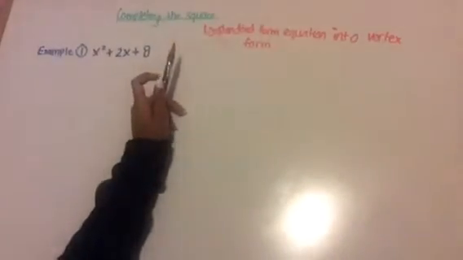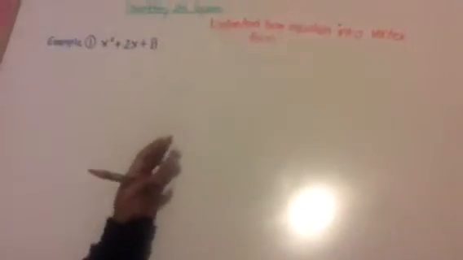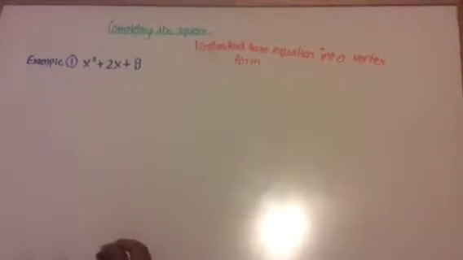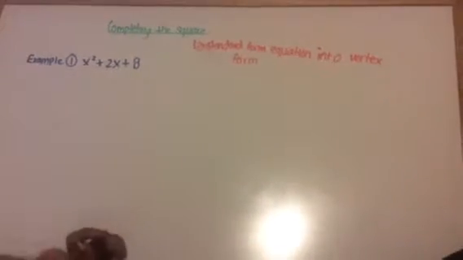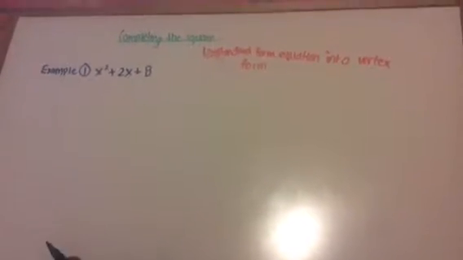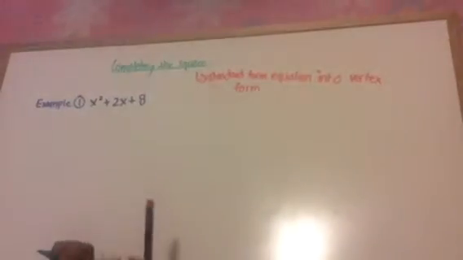We'll be learning about completing the square. Completing the square is basically trying to get an equation that's in standard form into vertex form. To get that, there are some steps that we need to follow to get the vertex. And the first step is to get the like terms together.